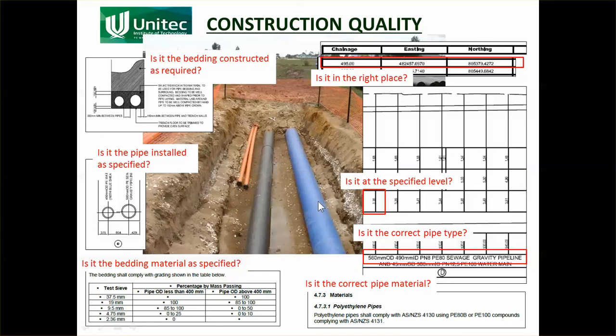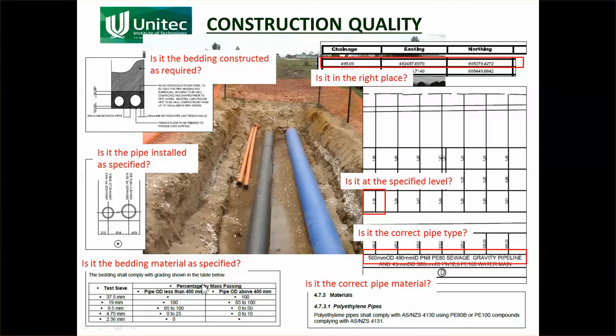So the drawings and the specification tell you how it's supposed to be, and it's the job of the contractor, the construction engineer, to make sure that it's done. So these are just for these pipes here. There's all these questions here, and you need to be doing checks and measures to make sure that you are actually answering those, saying, is it in the right place? Make sure it's in the right place. Is it at the right level? So you'll be doing all that.